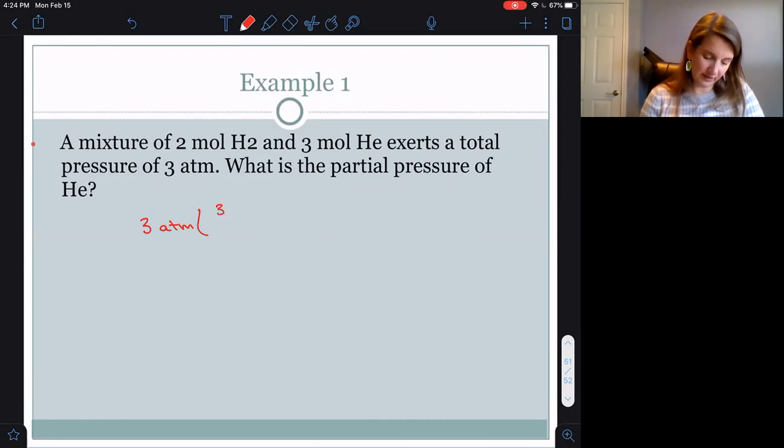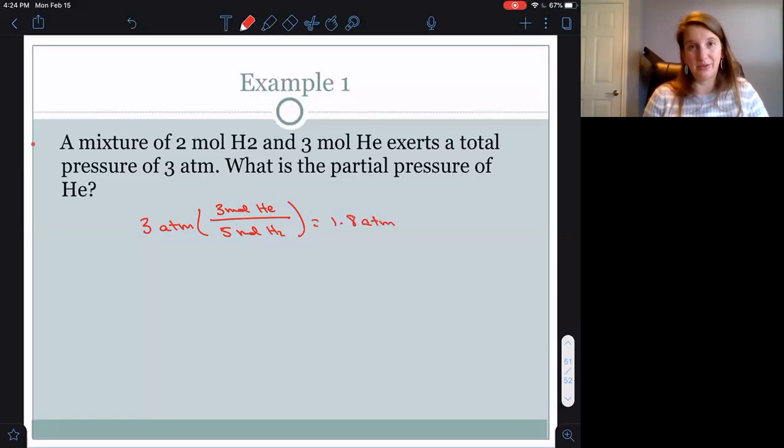So 3 moles of helium divided by our total number of moles, which is 5, because we add those moles together. So we would have 3 times 3 divided by 5. So that would give us 1.8 atmospheres, but unfortunately we can only have 1 sig fig in this question. So our answer would be 2 atmospheres. That would be the partial pressure of the helium.